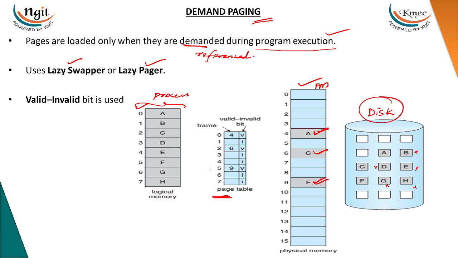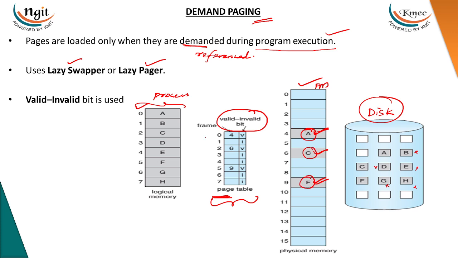Now, how do we identify which page is present in the main memory and which is not? There is a bit called the valid-invalid bit. This valid-invalid bit says which page is currently loaded in the main memory and which page is not loaded in the main memory. Look here, A is loaded in main memory, and C and also F are present in memory.